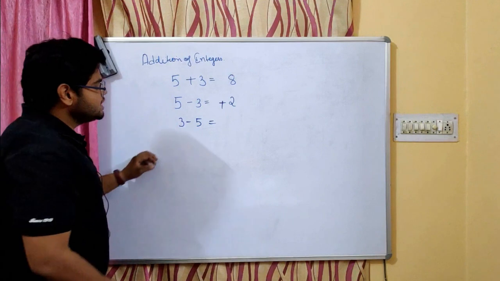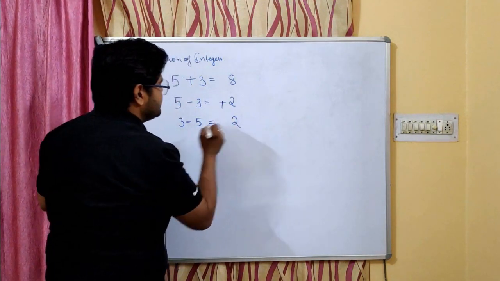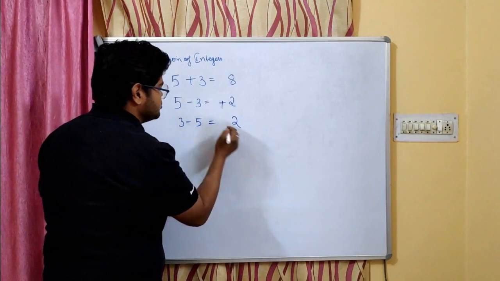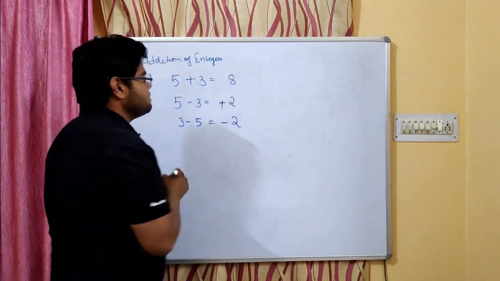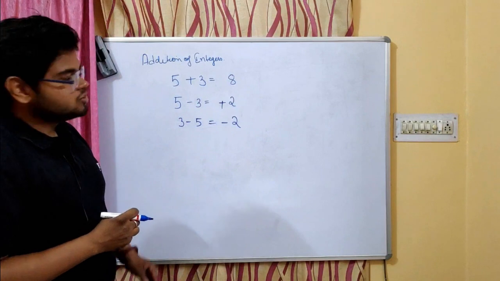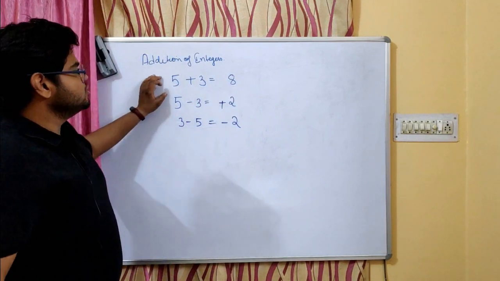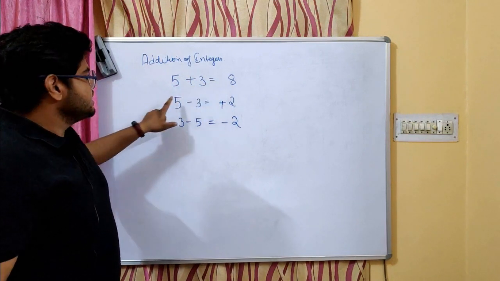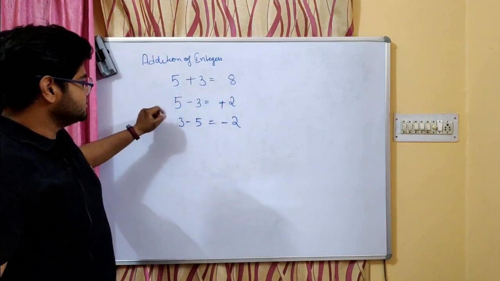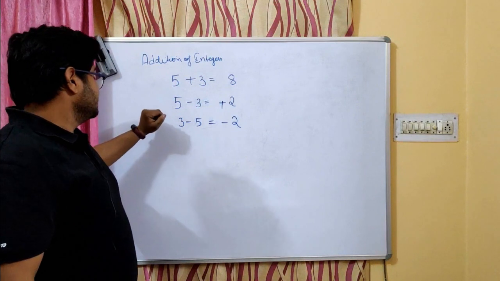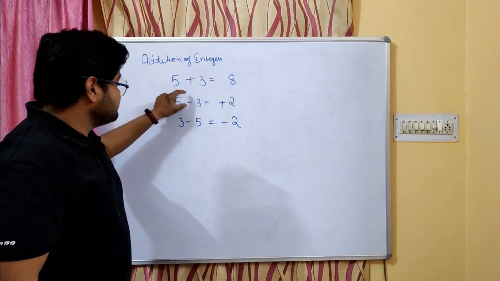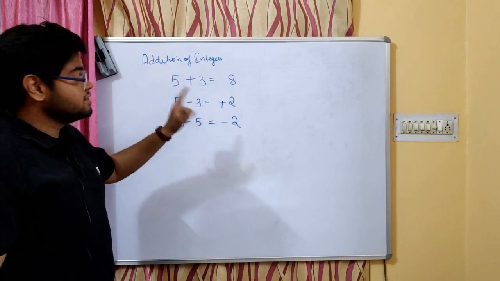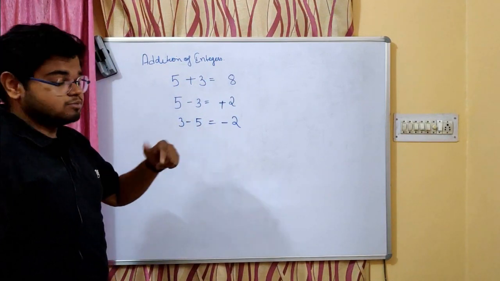So we will calculate the difference, it is 2, but we will put the sign of that integer which has a greater absolute value. So it will be -2, children. So children, in addition of integers, if both the integers have the same sign, positive, the end result will be positive. If one of them is negative and one of them is positive, the sign will be that of the integer which has the greater absolute value.